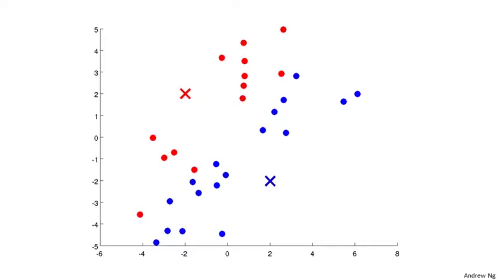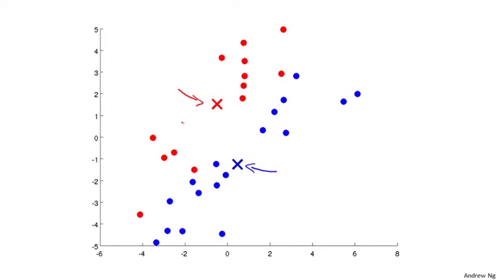So let me do that now. We'll move the cluster centroids as follows. And I've now moved them to their new means. So the red one moved like that, and the blue one moved like that. And then we go back to another cluster assignment step.